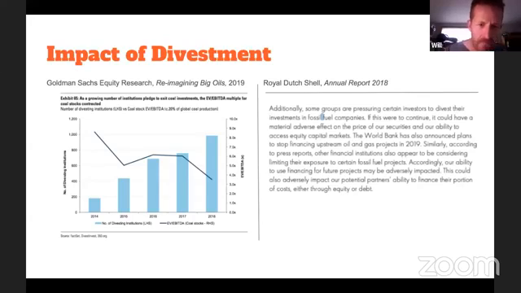Okay. I was going to say Royal Dutch Shell was not the first fossil fuel company, but one of the first oil companies that mentioned divestment in their annual report as a material risk. So I think the second line there is the one I got most excited about. If this were to continue, it would have material adverse effects on the price of our securities and our ability to access equity in the capital markets. Hell yeah, that's what we want to hear. So that's good.